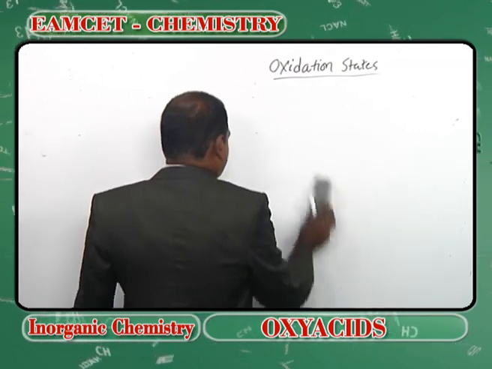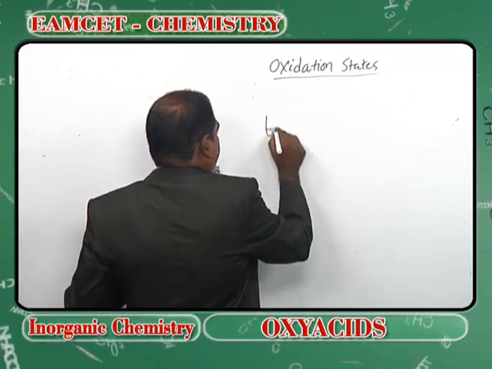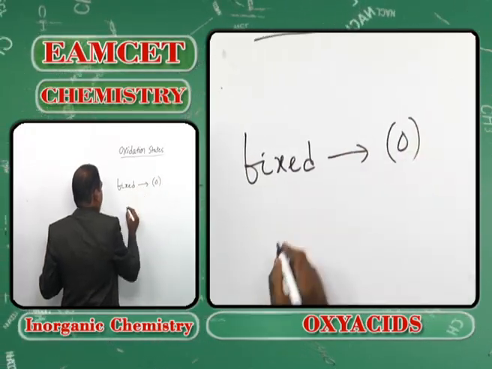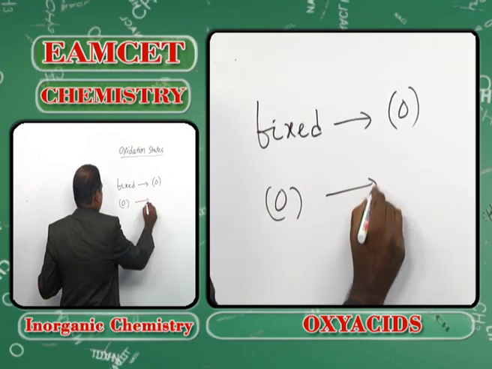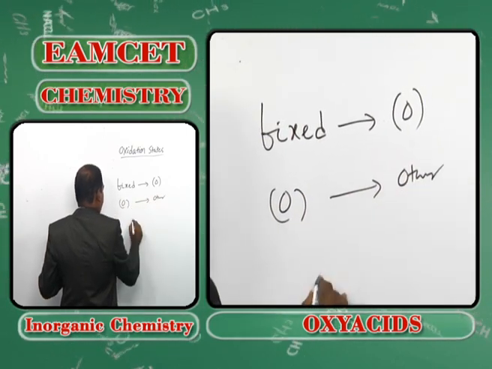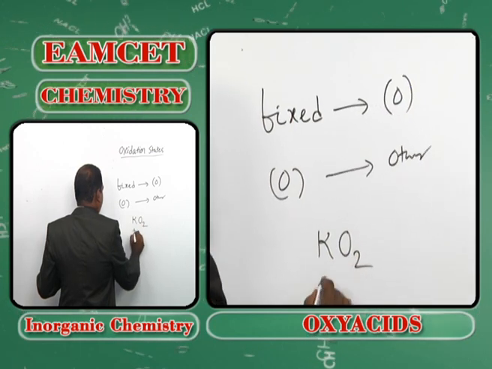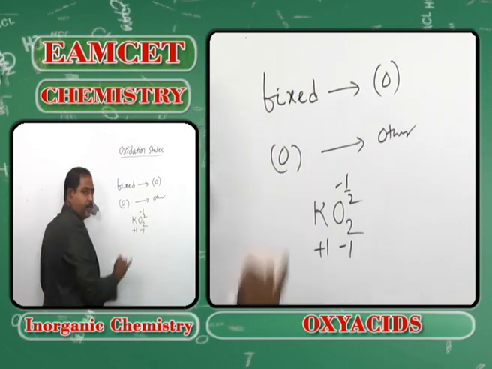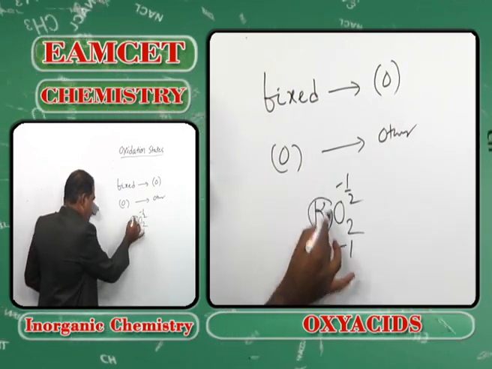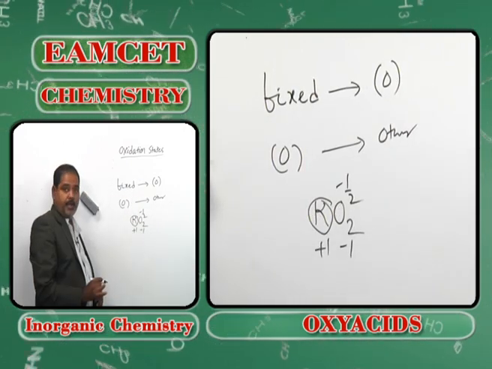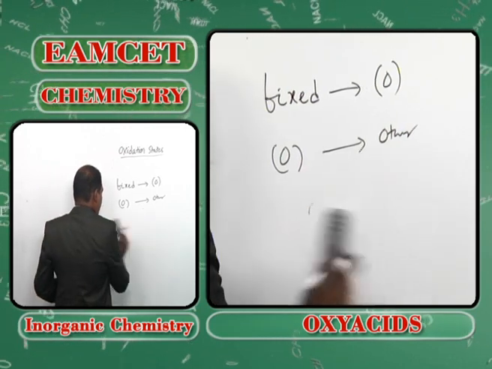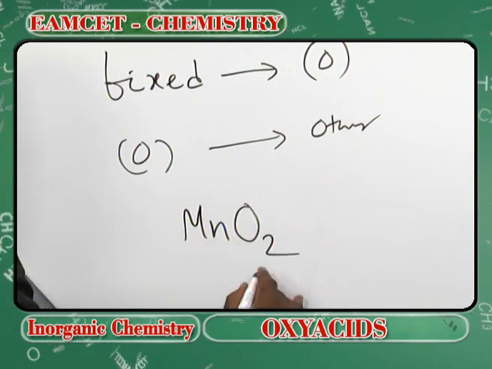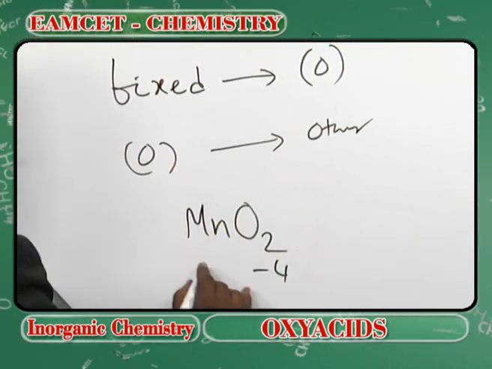So, there are only 2 things you should take care of now: from fixed to oxygen, and from oxygen to others. KO2: potassium is plus 1 fixed, find oxygen from that, minus 1 each. Here, fixed element to oxygen. And in others, MnO2: give minus 2 to oxygen, you will get minus 4, manganese plus 4.